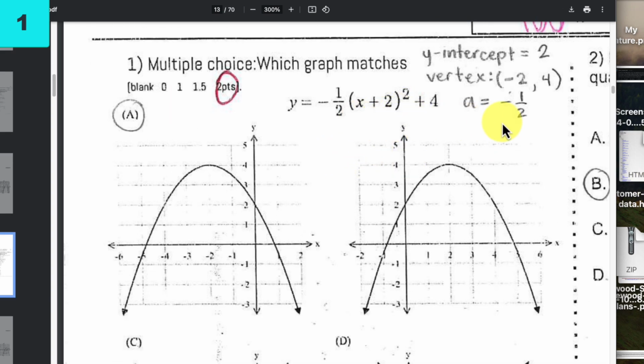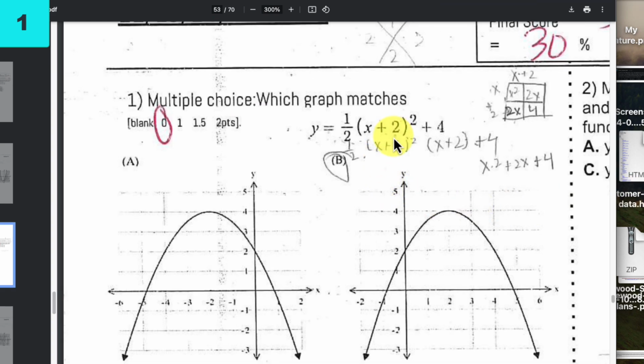Okay, this student wrote A value negative 1/2, good, and knew the correct vertex, negative 2, 4. The y-intercept, if you make x equal to 0, is 4, negative 2, that's also correct. We put in an x value of 0, 0 plus 2 is 2, 2 squared is 4, 4 times negative 1/2 is negative 2, negative 2 plus 4 is 2, so that student was correct.